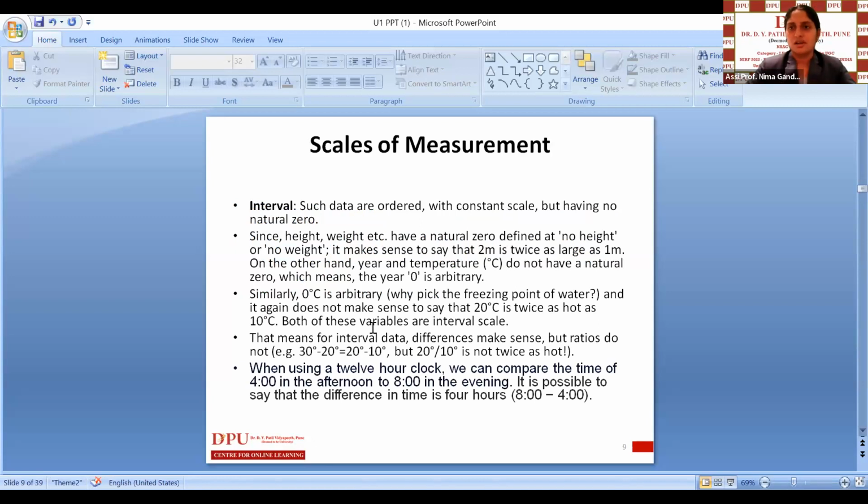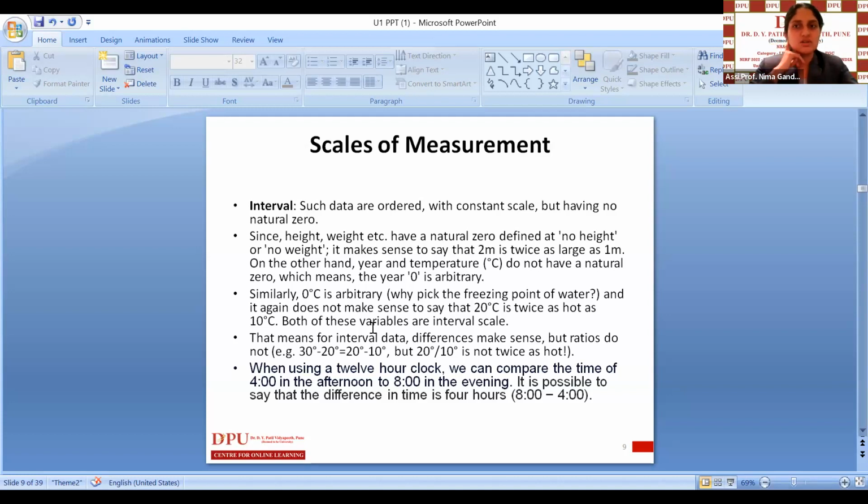What is the meaning of this? When you start measuring something, let's say you start measuring height. There is a natural zero. If nothing is there, you are saying the height is zero. Nothing is there, natural zero is there. So when you start measuring temperature, we are the one who decides we measure from zero. Natural zero does not exist for the temperature when you measure it in degree Fahrenheit or degree Celsius. So when the natural zero does not exist, you are using interval scale of measurement. When natural zero exists, you are using ratio scale of measurement.